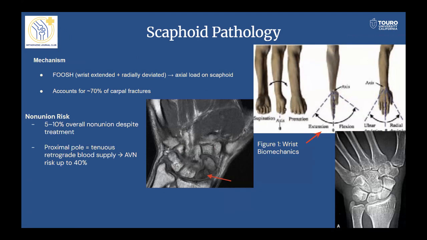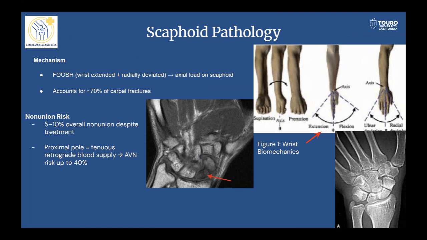There's some wrist biomechanics up at the top right. And even again, 5 to 10% overall non-union despite treatment. So even with early management, 5 to 10% of these acute scaphoid fractures will progress to non-union, with that risk increasing, again, if diagnosis is delayed or inevitably it's inadequately immobilized. And like I mentioned a moment ago, avascular necrosis risk is only about 1% on average, but up to 40% in proximal pole fractures.